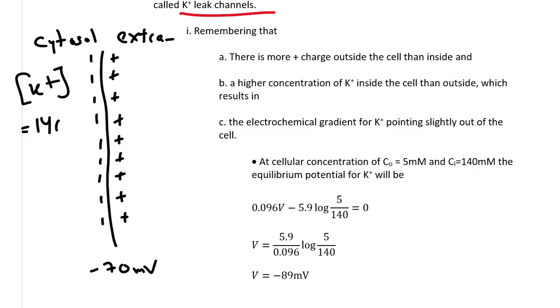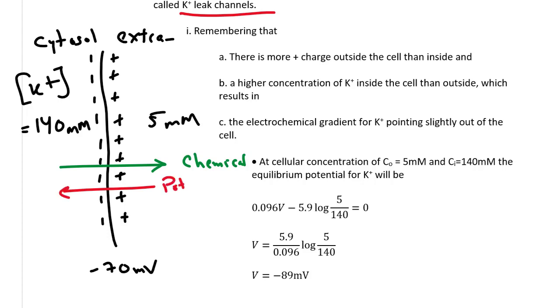140 millimolar inside. And potassium concentration in the extracellular space is going to be about 5 millimolar. So the concentration gradient, or the chemical gradient, for potassium is pointing out, and potassium is positively charged, so it would rather stay on the negative side, so its potential gradient is pointing in. That's all those words are saying.